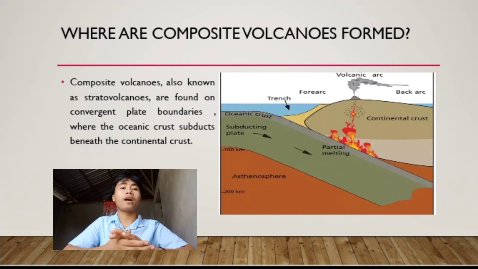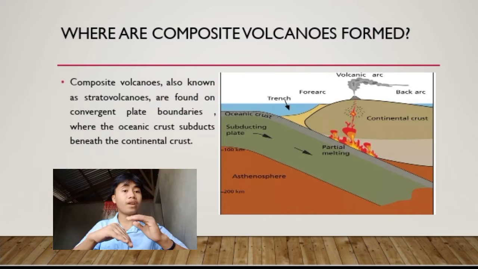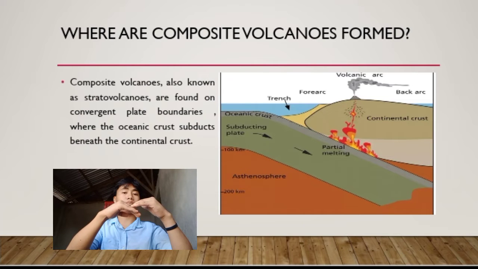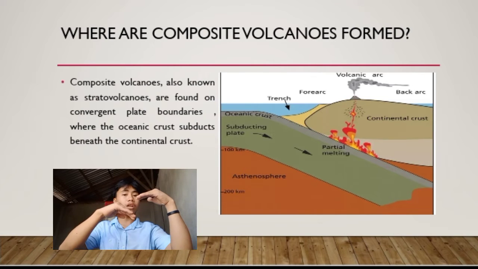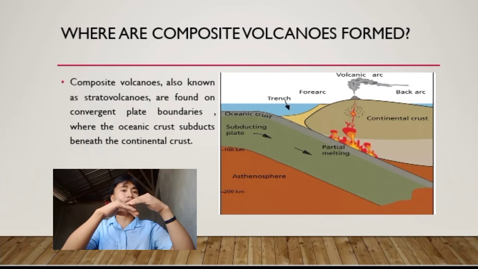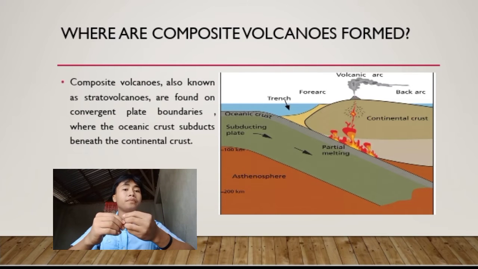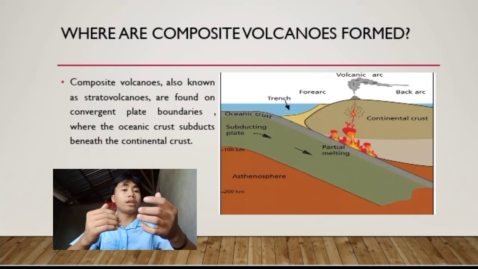The question here is, where and how are composite volcanoes formed? Composite volcanoes are found on convergent plate boundaries, where the oceanic crust subducts beneath the continental crust. This is how it happened. This is the oceanic crust and this is the continental crust. And when it collides or subducts, another composite volcano forms. I mean, after the subduction process, composite volcanoes occur.